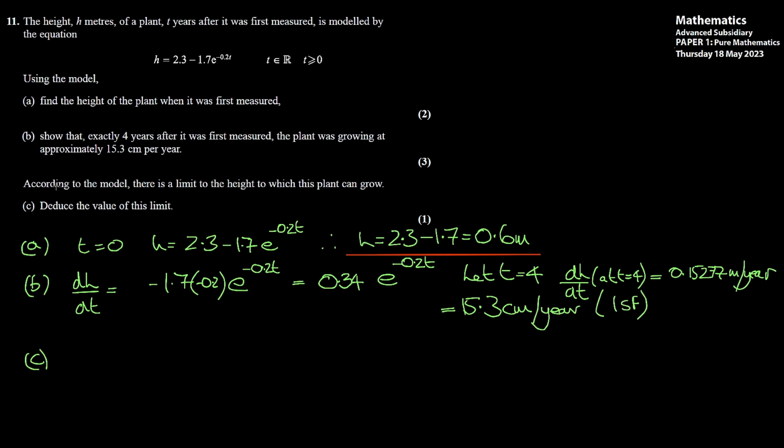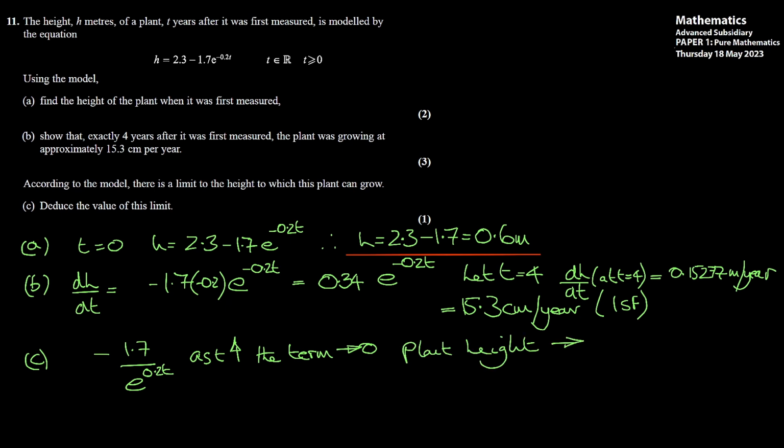Let's look at part C. According to the model, there is a limit of the height to which this plant can grow. Deduce the value of the limit. So if we look at the second term, this is negative 1.7, and I'm going to put the negative power and use it. This becomes e to the 0.2t. So we can say as t becomes very large, this whole term tends to go to 0. So the plant height will tend to equal the value that remains, which is 2.3 meters. And that will be your answer.